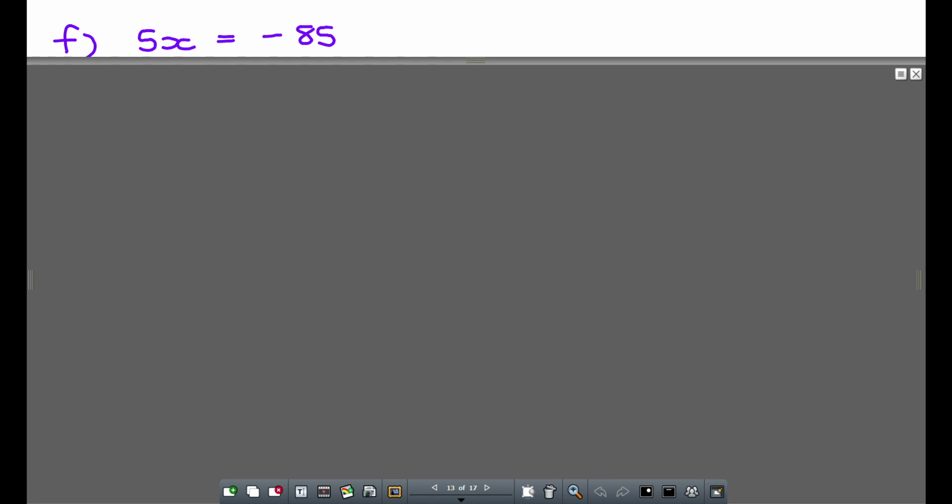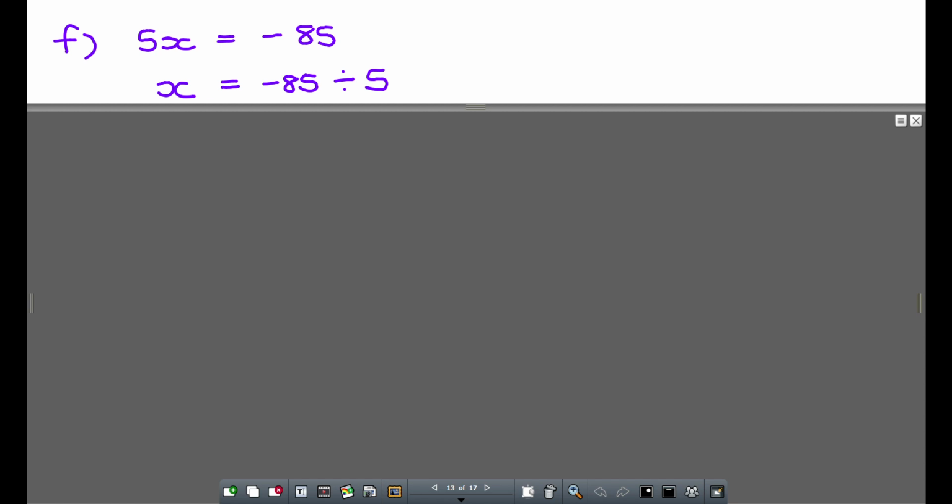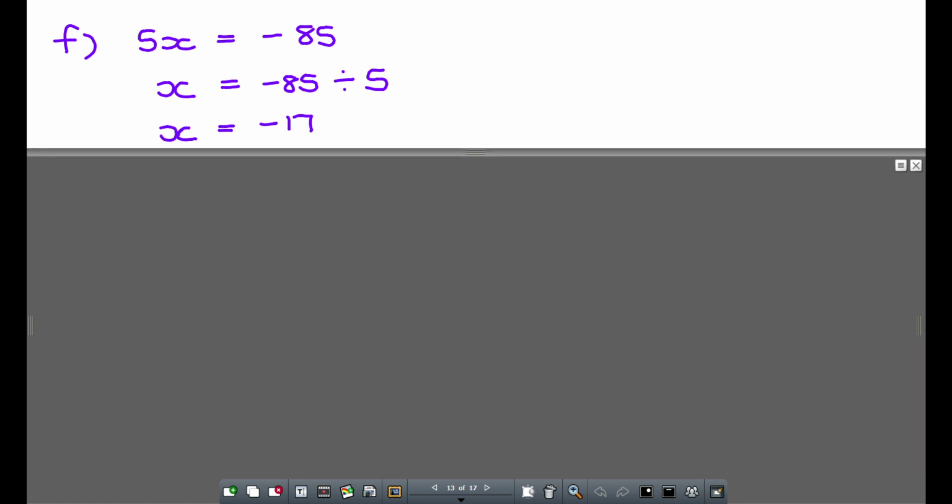Right. At F, 5x is equal to minus 85. Now this is actually 5 times x, right? And I want only x, so I've got to get rid of that 5. And that's times 5. So if I take it over, it becomes divided by 5. Okay, so minus 85 divided by 5, and that's going to give me 17.